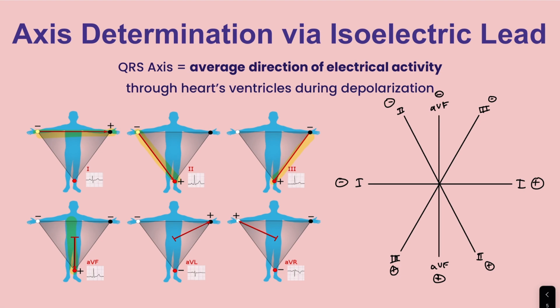And then we can do the same thing with AVL. AVL is positive on that left-hand side, so we'll draw that in here. It's the same angle the whole time. Positive up on the left arm, negative on the other side. And then our last one, AVR, is positive up at the right arm and negative on the other side.